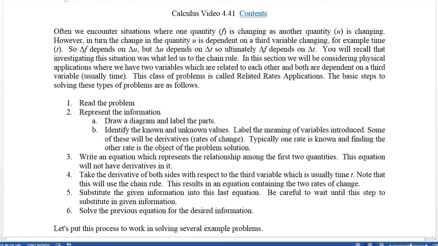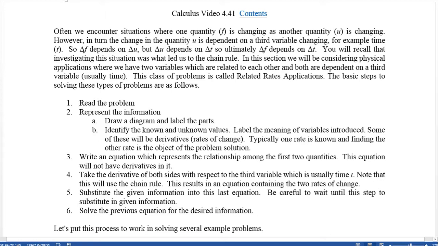The first thing you do is write an equation that represents a relationship between the two quantities. So between, say, the F and U, for example. That one will not have derivatives in it. Then what you do is you take the derivative of both sides with respect to whatever the third variable is. It's almost always time. And so you'll use the chain rule here because both of the original things depend on time. They change as time changes. Okay, so be sure you treat them as variables and apply the chain rule.